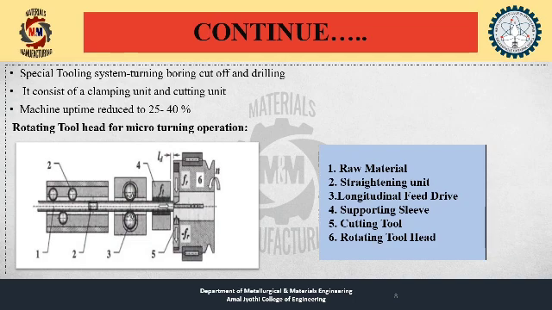Here, as you can see, this diagram consists of a clamping unit and a cutting unit. The basic operation, as listed on the right side: the raw material is number one. Number two is the straightening unit. The third is the longitudinal feed drive in which the feed is provided. Four is the supporting sleeve which supports the system. Five is the cutting tool which is used to cut. And six is the rotating tool head which rotates about an axis. The machine uptime is reduced by 20 to 25 to 40%.